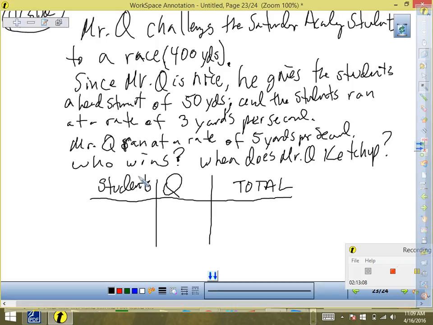There we go. So let's write an equation for the students. Here we go. What is the rate for the students? They had a head start of how much? So right away you're going to put plus 50. And they ran at 3 yards per second. Do we know how long the race took? We don't, so we're going to write 3x. And if we write a 2-variable equation, this would be y equals 3x plus 50. Are we there? All right. Next. Mr. Q ran at a rate of 5 yards per second.